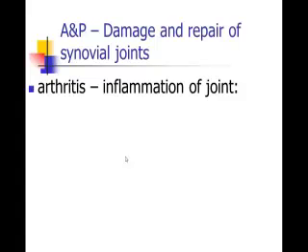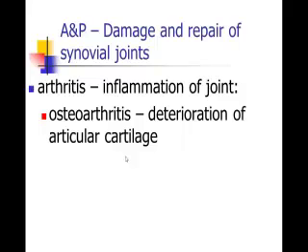Arthritis. Arthritis is the inflammation of a joint, and there are basically two types of arthritis. There's osteoarthritis. This occurs when the articular cartilage deteriorates and you end up with bone rubbing on bone. This can be because of a genetic disorder. It does occur because of a genetic disorder.